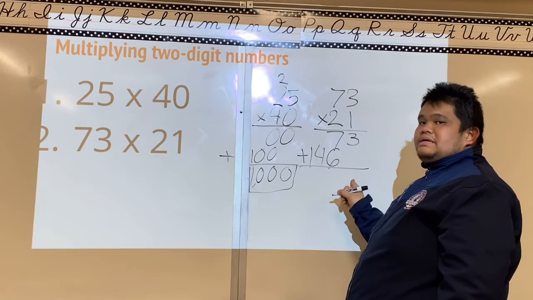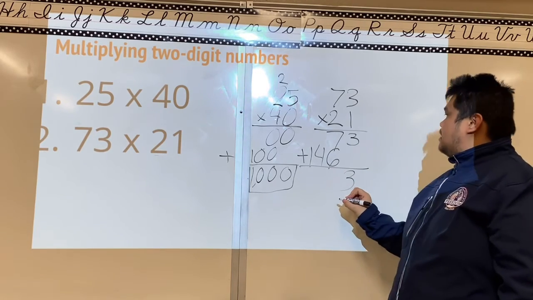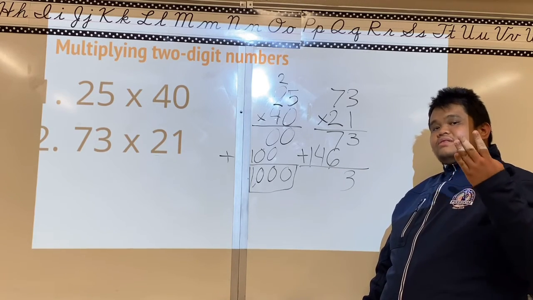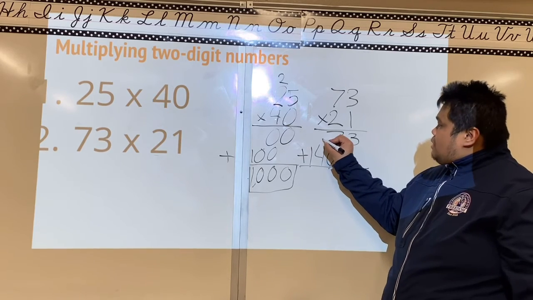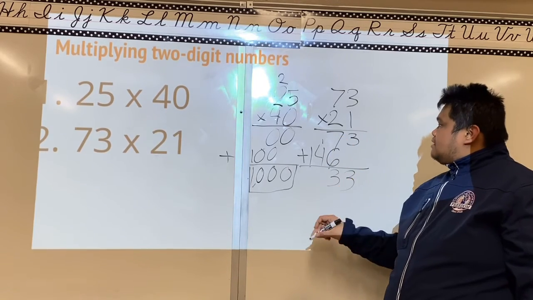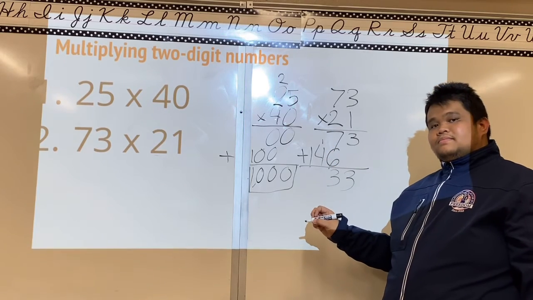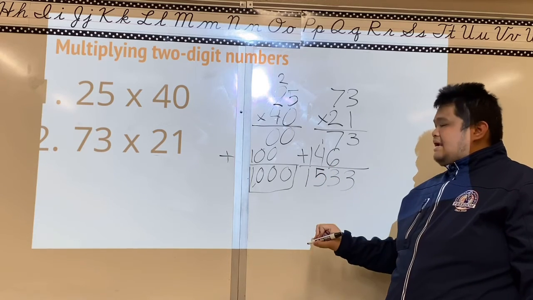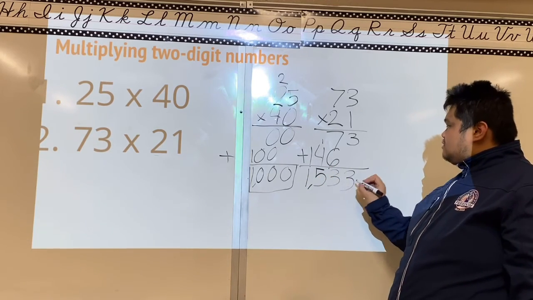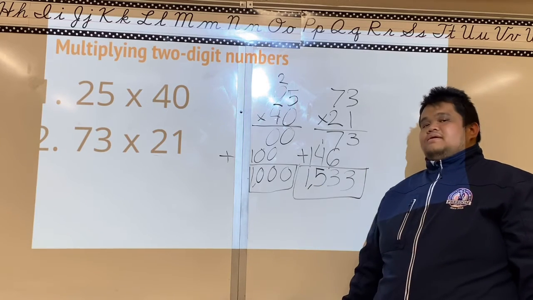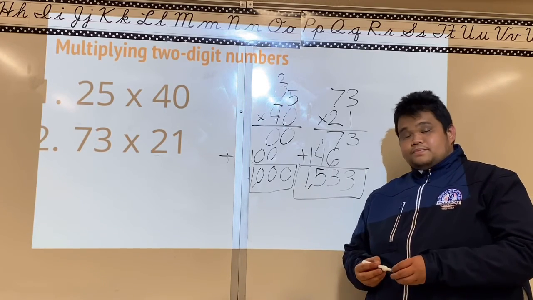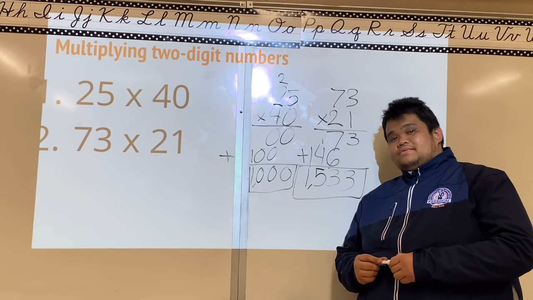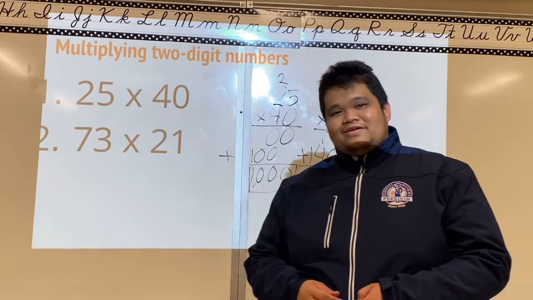3. Let's bring it down. 3. Next, 7 plus 6. 7, 8, 9, 10, 11, 12, 13. So we put 1 there and 3. 1 plus 4. 5. And then bring down 1. So what is our final answer? Our final answer is 1,533. Okay? Do you have any questions? Is it too hard? Is everything clear? No? Okay, now it's your turn.